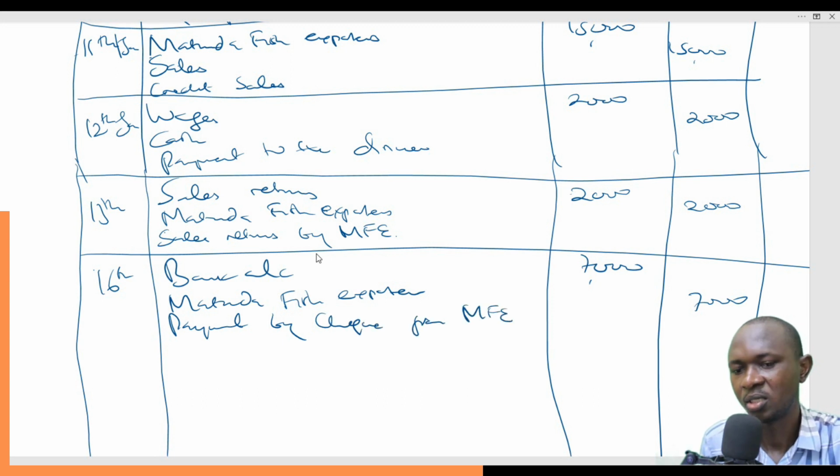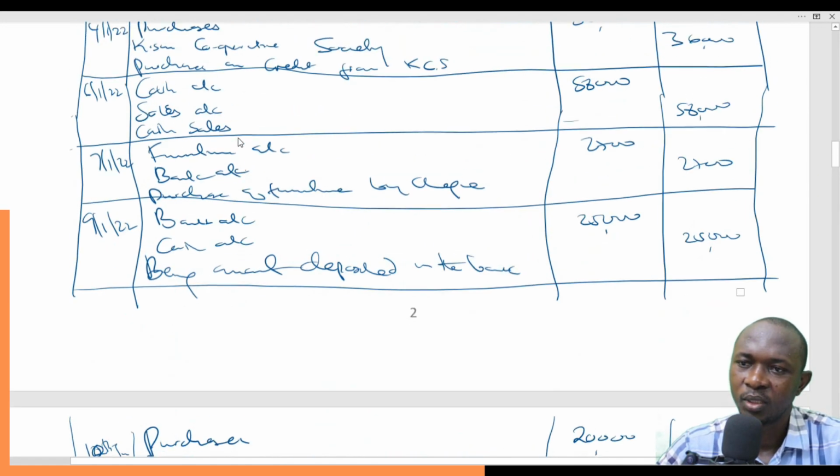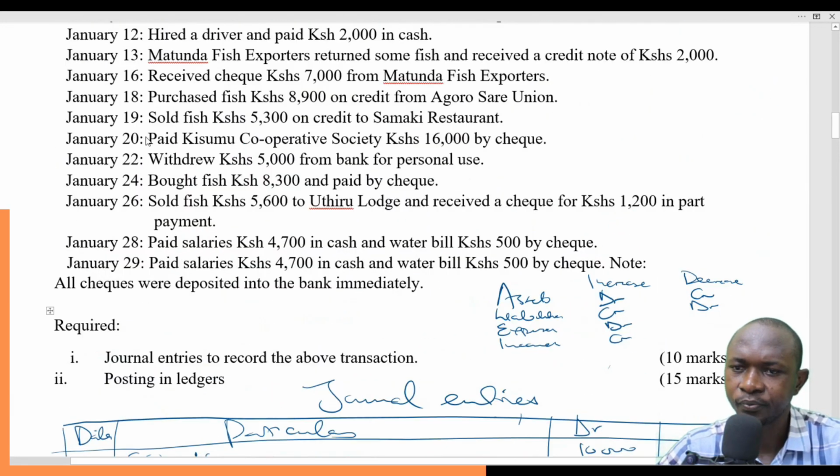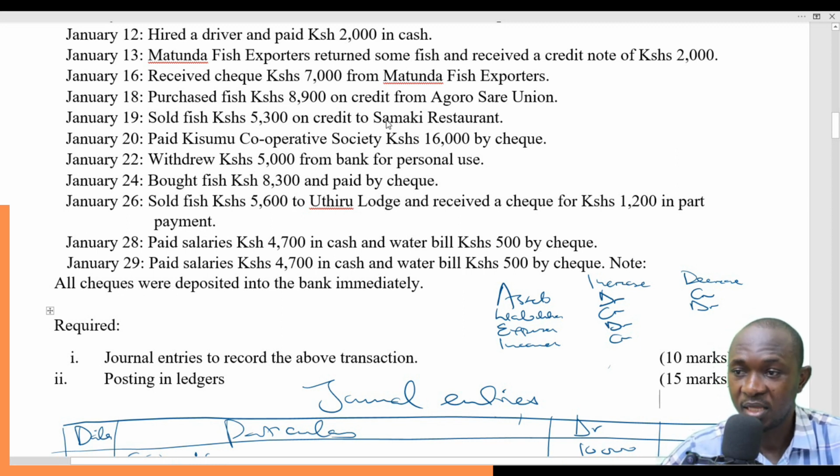Then we move to the next one. January 18th, purchased fish 8,900 on credit from Agorosare Union. Purchased fish, we are the ones who are purchasing, so goods will come to our stock, to our store. So purchases 8,900, and then we debit purchases, then we credit Agorosare Union.